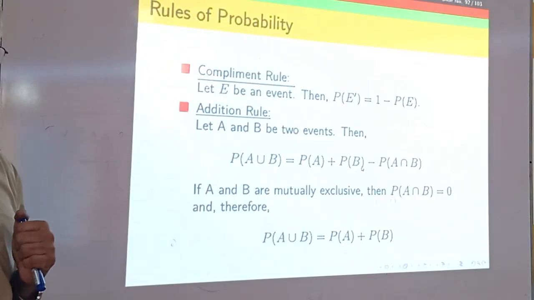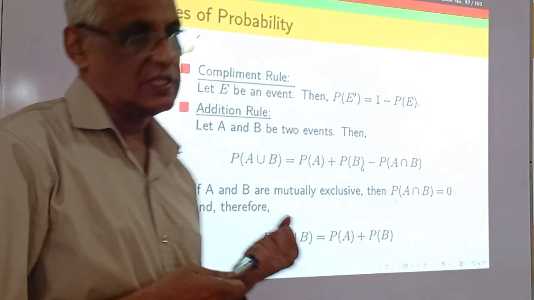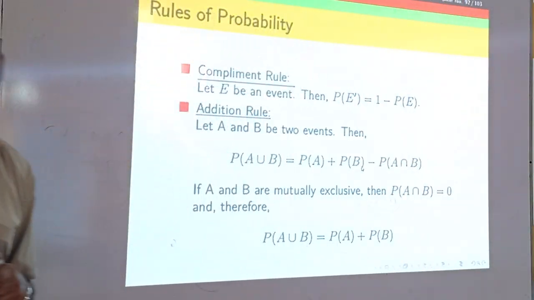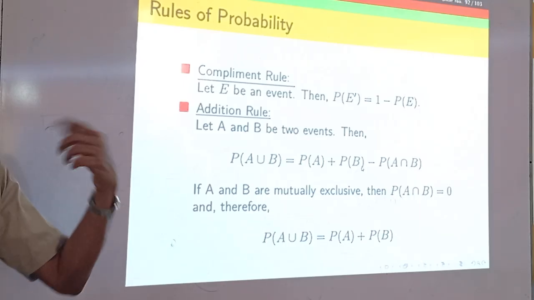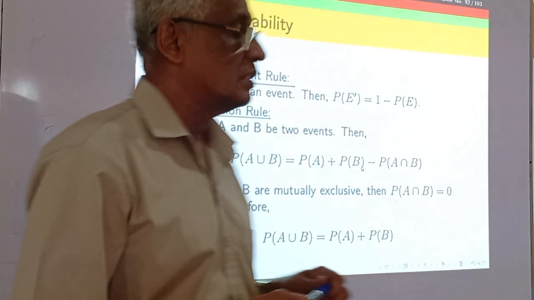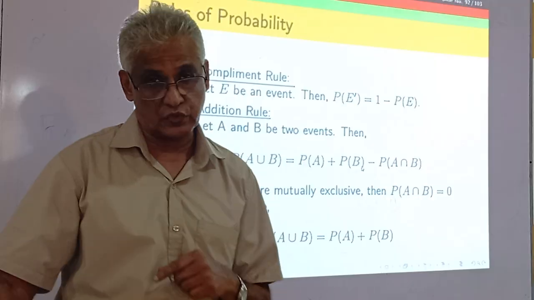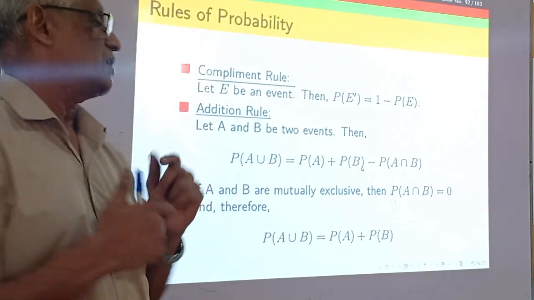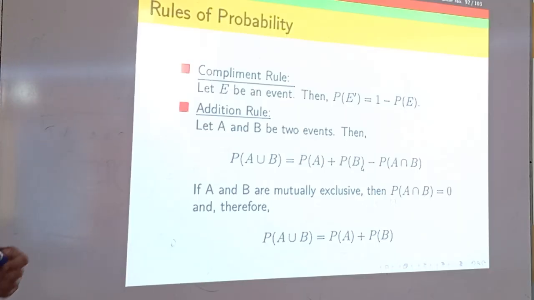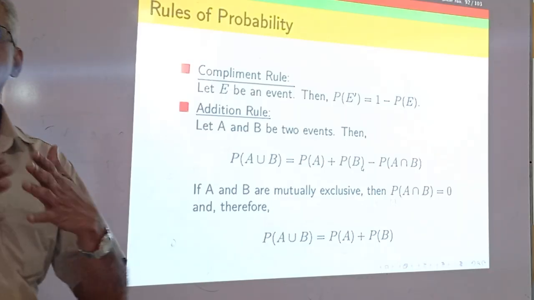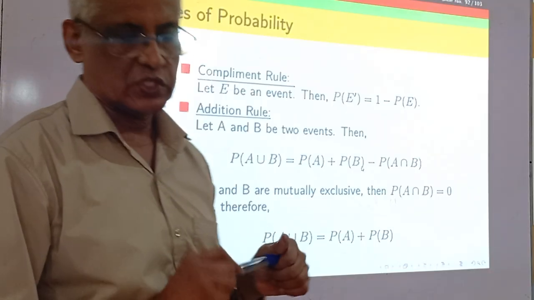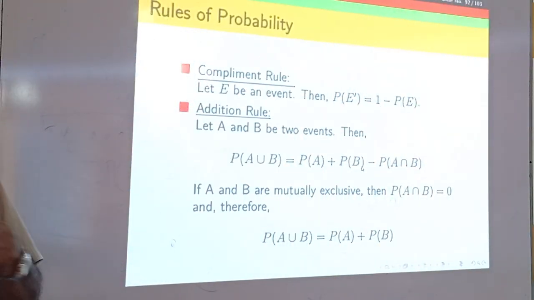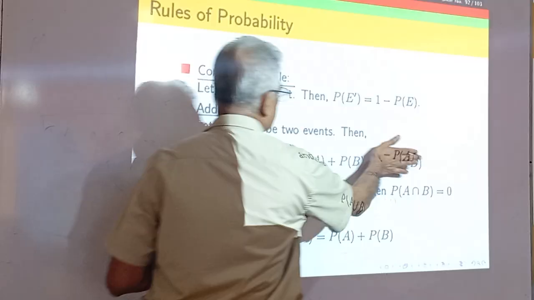But we have already discussed mutually exclusive events earlier, right? When you talk about the intersection, if the two events cannot occur at the same time, that means the probability of the intersection is equal to 0. That happens if the two events are mutually exclusive. So if A and B are mutually exclusive, then this part will be 0.